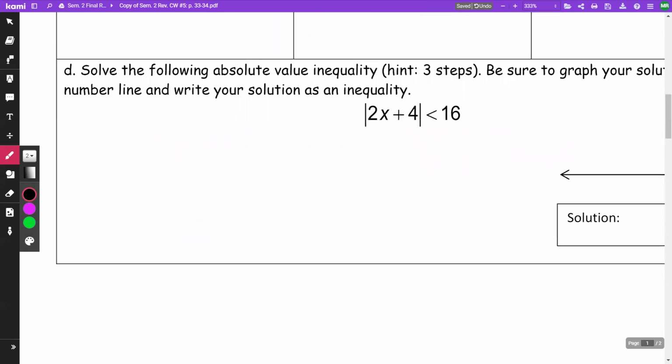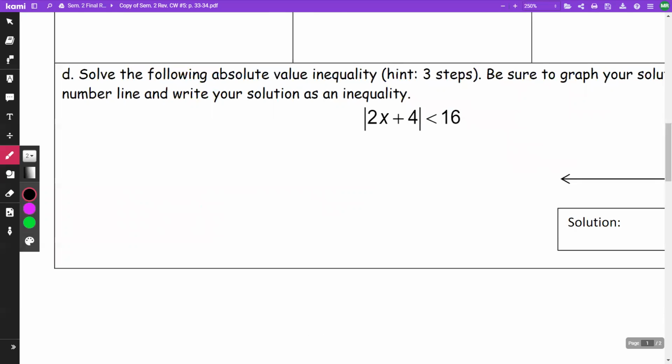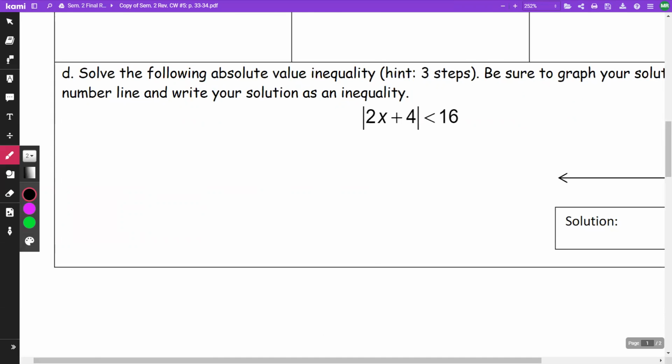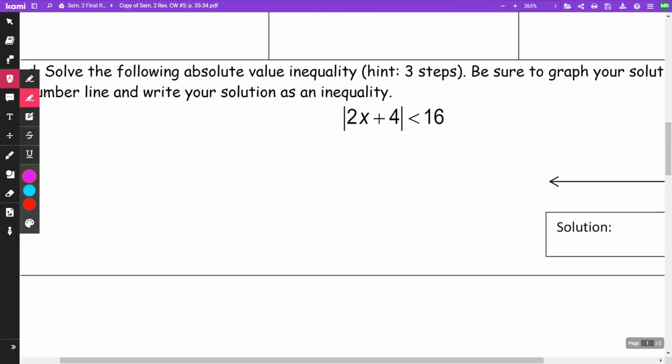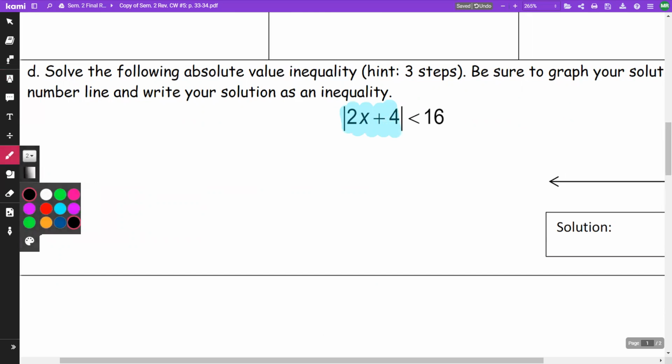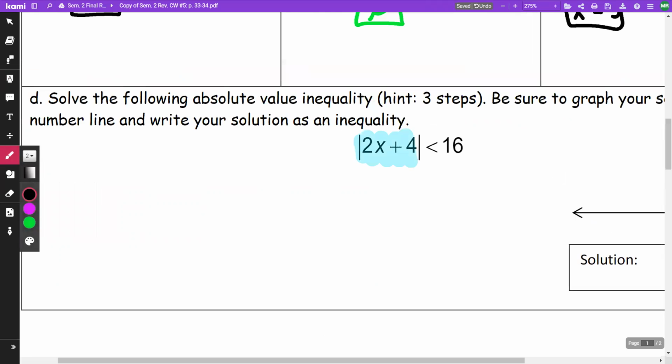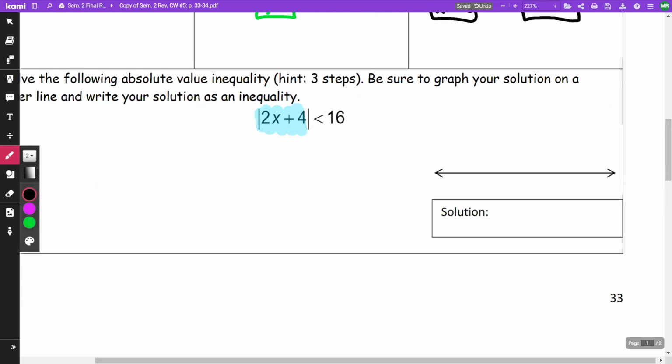On letter D, this is an absolute value inequality. For an absolute value inequality, the first thing you want to do is get your absolute value by itself, just like we did in the other problems, and it is. So now I am going to think of this as an equal. I'm going to think about really solving absolute value of 2x plus 4 is equal to 16.